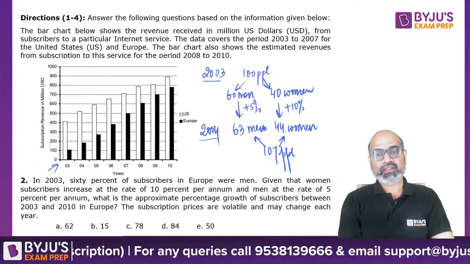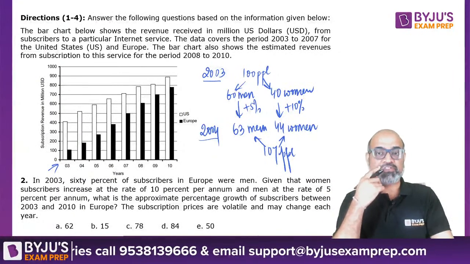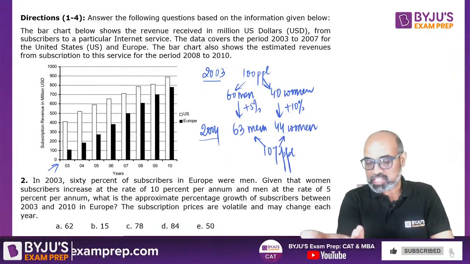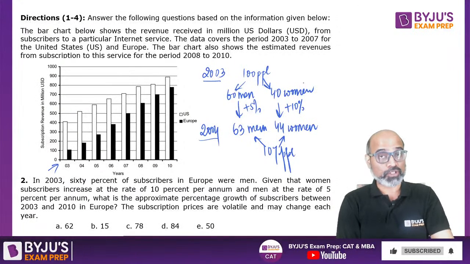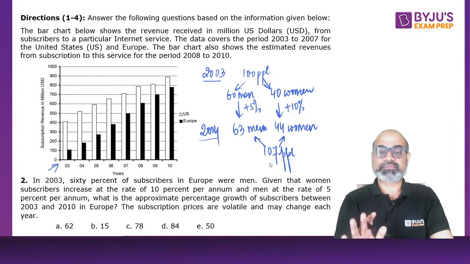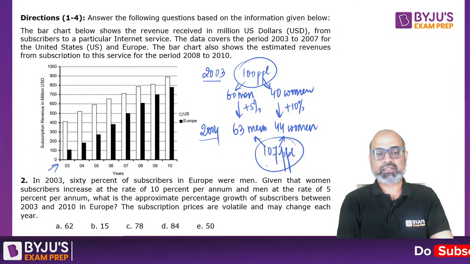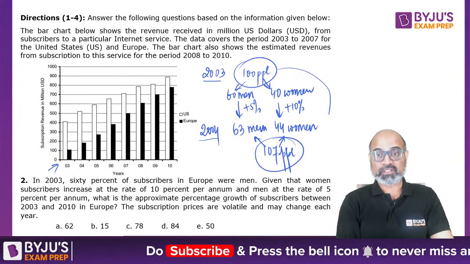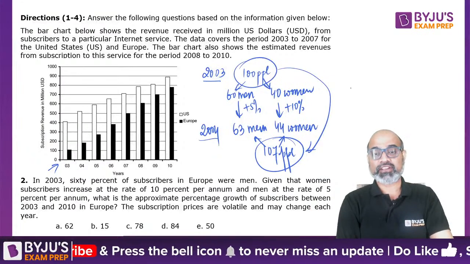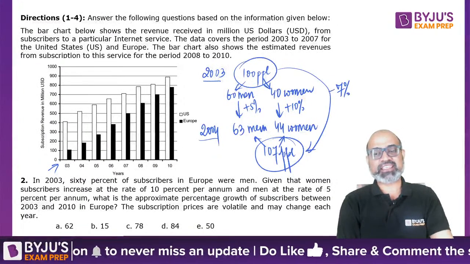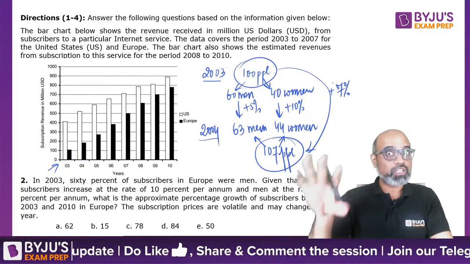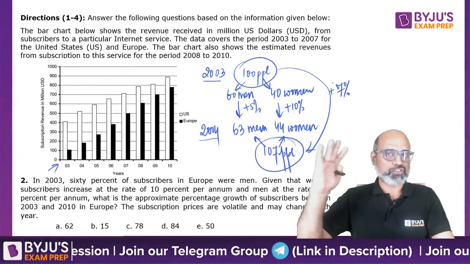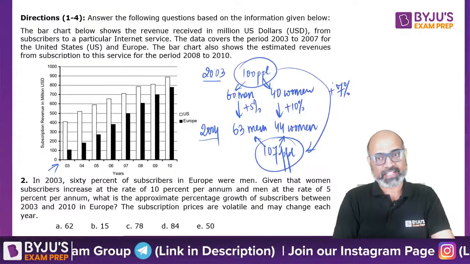Then only this 10% increase on women, which constitute 40% of the total population, and 5% increase in the number of men, which constitute 60% of the total people, will make sense. So what we see is the number of subscribers from 100 has become 107. So can we say 7% is the growth of total number of people year on year, so that we can save ourselves a lot of time to calculate for women differently and then men differently and then use weighted average.